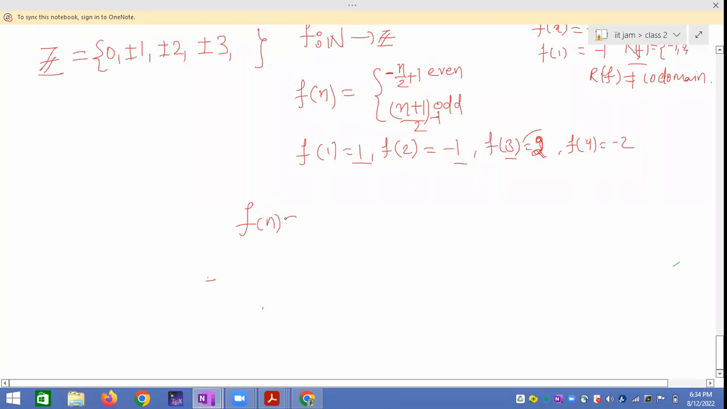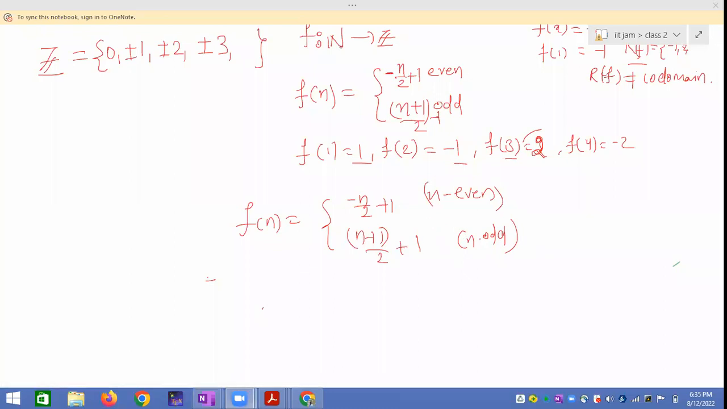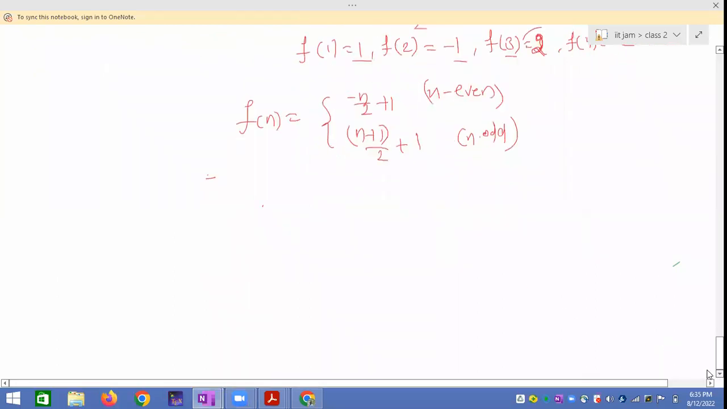f(n) is a function: minus n by 2 plus 1 when n is even, and n plus 1 by 2 when n is odd, and you can get Z. You can verify whether this function is one-one and onto or not. You can get 0 also, which means f is a bijection from natural numbers to Z.